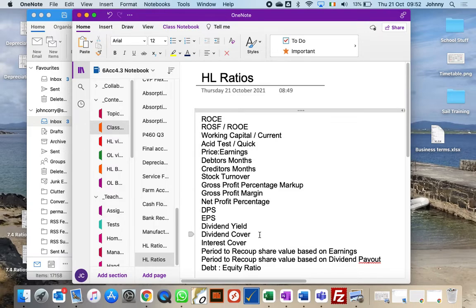Profitability, liquidity, risk. Well, it's about profitability, but it's also really about risk. And interest is a risk.